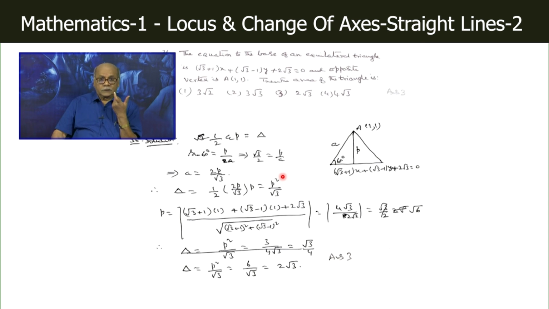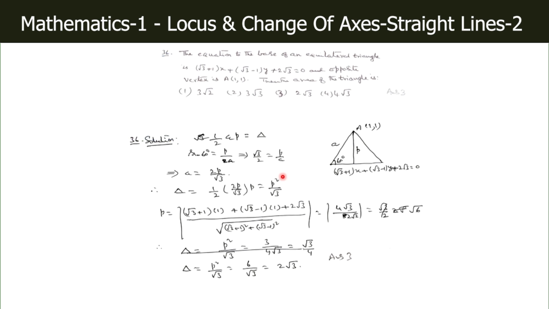in terms of an altitude from a vertex onto the side a, is nothing but p square by root 3. Please see that you will get sin 60 equal to p by a, and sin 60 means root 3 by 2. So you will get p is equal to root 3 by 2 into a, or a is equal to 2p by root 3. So therefore the area of the triangle is simply p square by root 3.